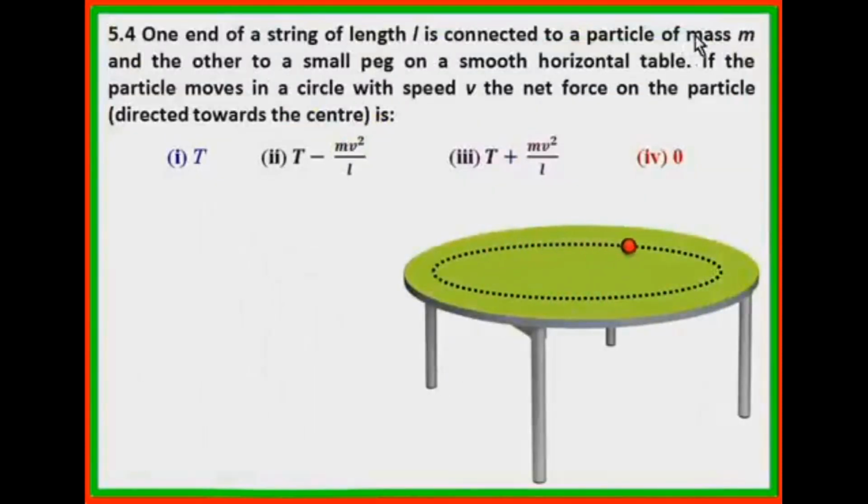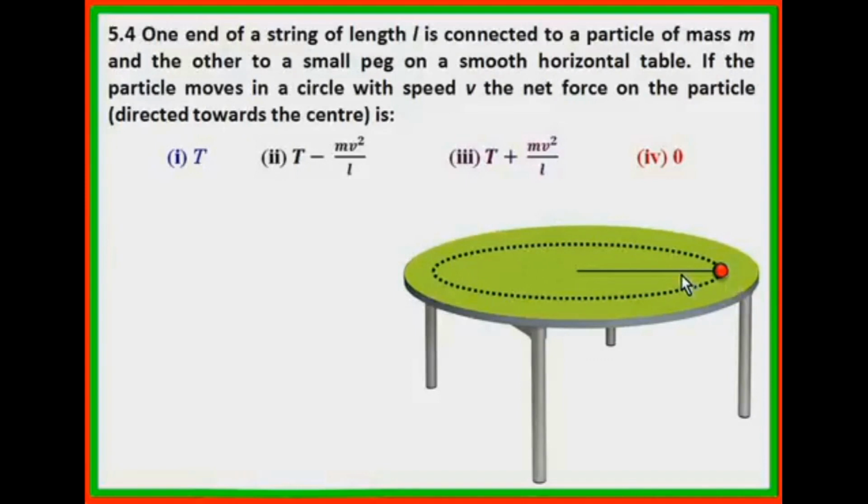Question number 5.4. One end of a string of length L is connected to a particle of mass m and the other to a small peg on a smooth horizontal table. If the particle moves in a circle with speed v, then the net force on the particle is. We have to find it. Which of the following will be the answer?